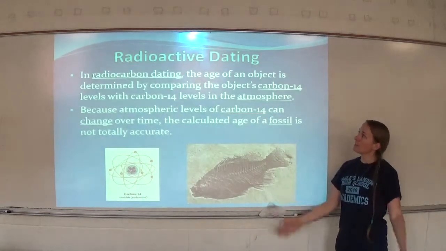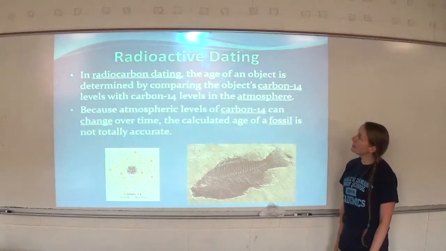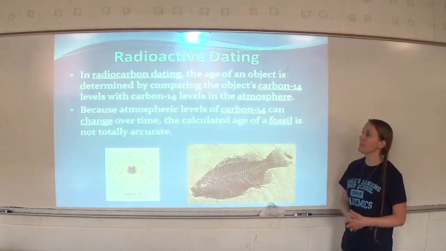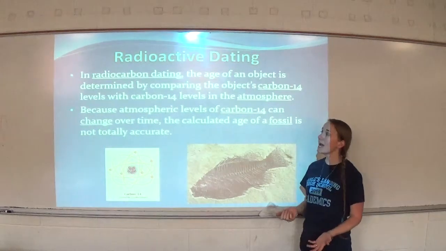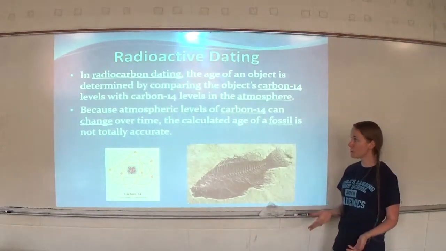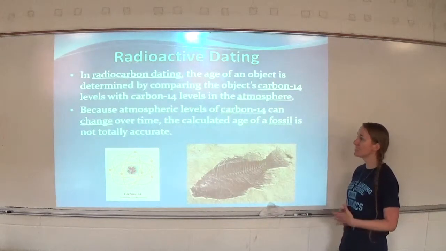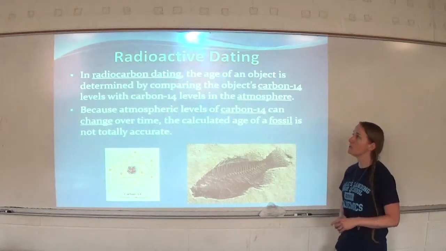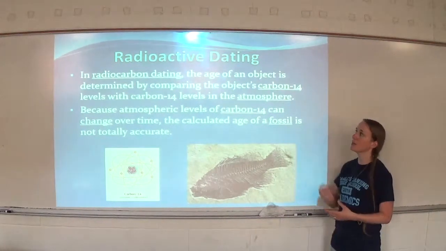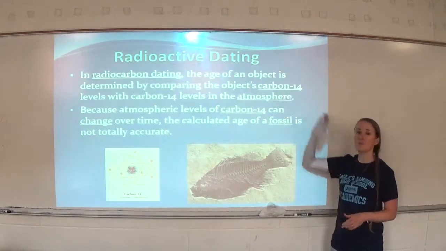So, radioactive dating. In radiocarbon dating, the age of an object is determined by comparing the object's carbon-14 levels with carbon-14 levels in the atmosphere. Because atmospheric levels of carbon-14 can change over time, the calculated age of a fossil is not totally accurate. We can use carbon dating, as it's usually called instead of radiocarbon dating, to measure carbon-14.